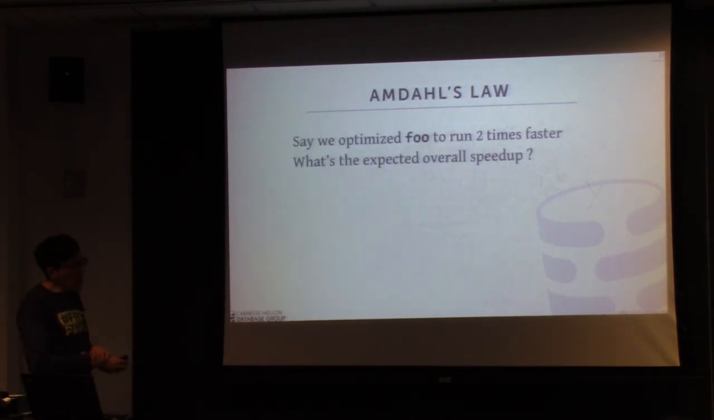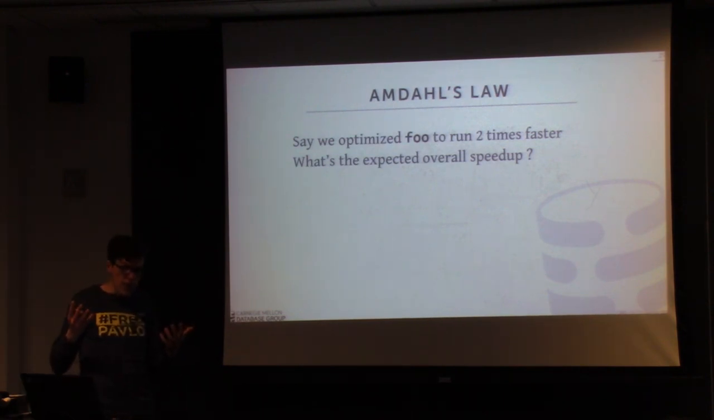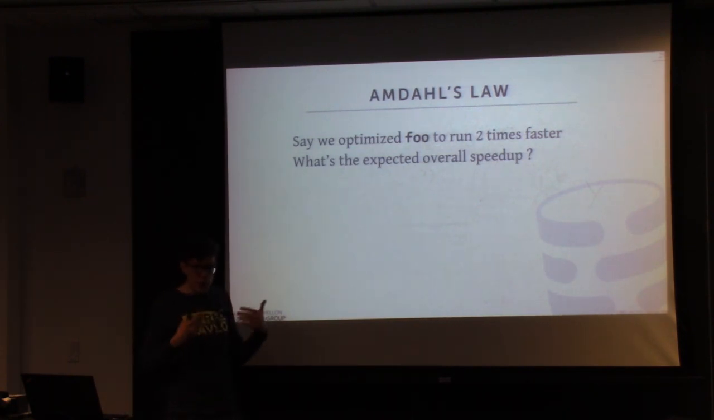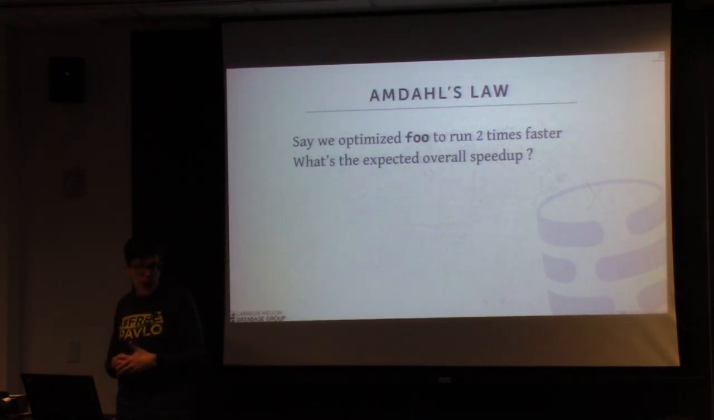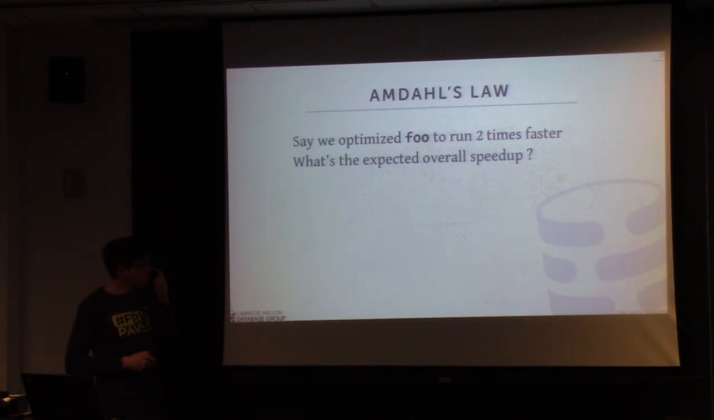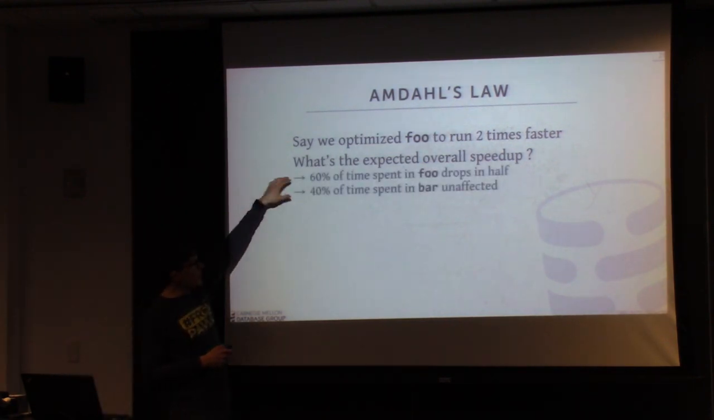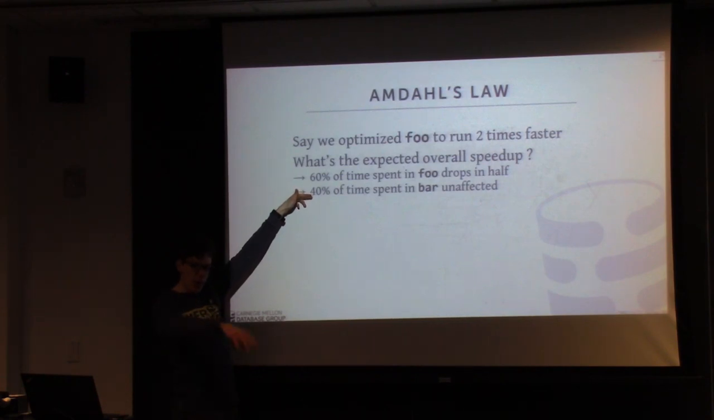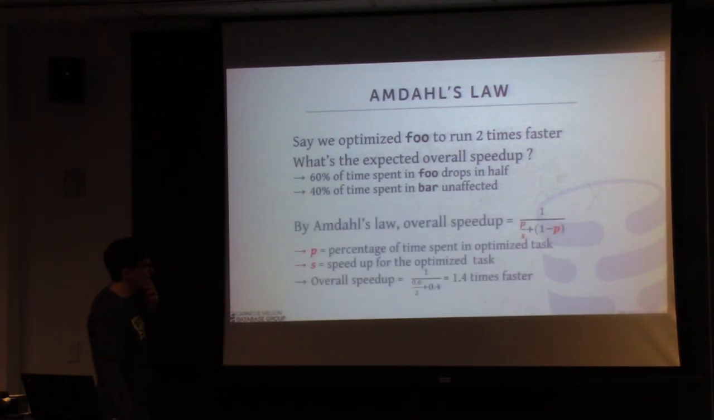Before we talk about that, we can talk a little about Amdahl's law to understand what kind of speedup we can expect if we try to optimize this foo function. We know foo was running 60% of the time, and say there's something really stupid in our code where we go ahead and fix it, and now we can run 2 times faster. So what's the expected overall speedup? Well, 60% of the time we spend in the program is in the function foo, and that'll get cut in half. But the 40% of the time in the other part of the program that was executing the function bar stays unaffected. That's not changed.